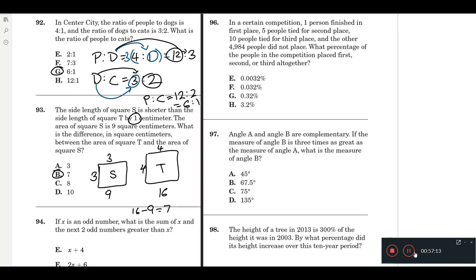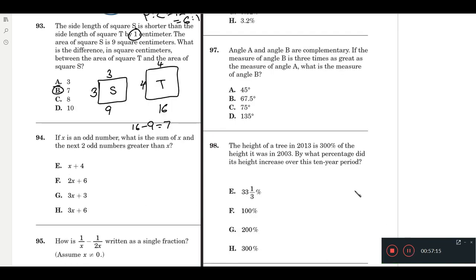Yes. Yeah. 94. If x is an odd number, what is the sum of x and the next two odd numbers greater than x? Well, it's similar to the consecutive, right? If an odd number is x, the next odd number is how much more than it? X plus 2, it's 2 away. Why x plus 2? Why not x plus 3? Because whether odd or even, it's basically saying that it's 2 away.